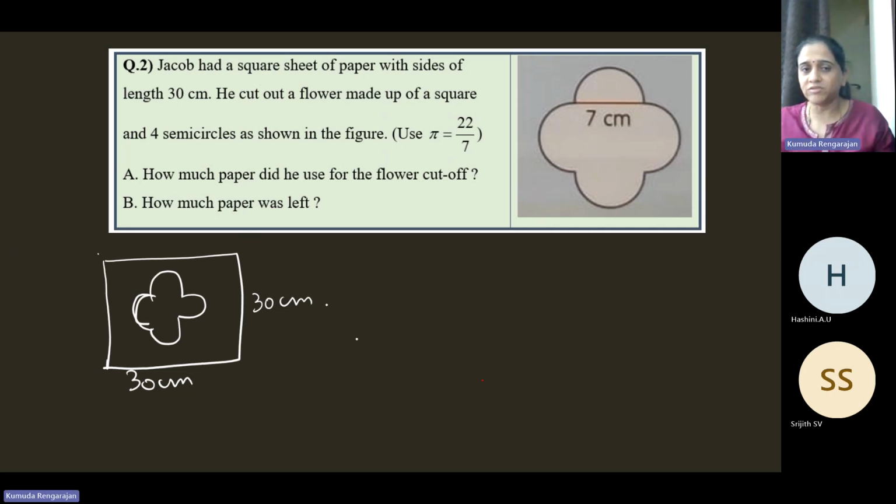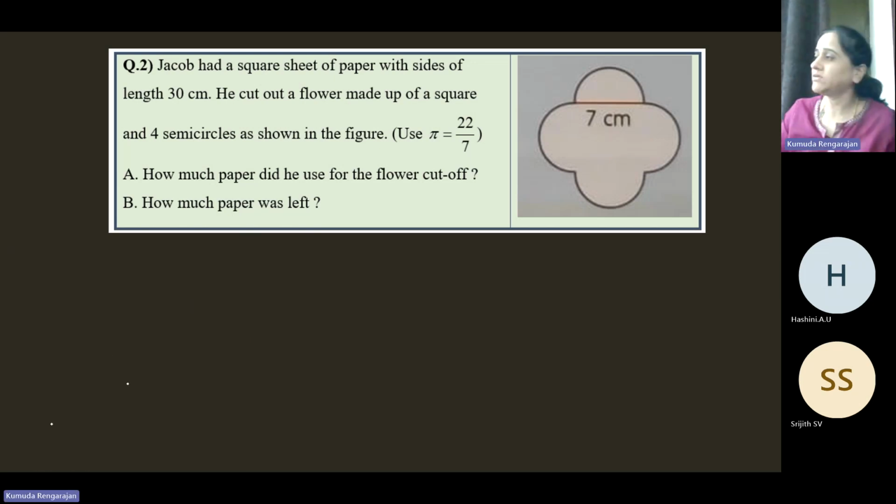He has a square piece of paper of side 30 centimeters. From that, he's cutting a flower-like design like this. Okay, you should find how much paper is used to make this flower-like design, and also the amount of paper left. That is the area of the square minus the area of the design. First, you must find the area of the design. Then you must find the area of the paper left, which is the area of the square minus the area of the design. Correct?